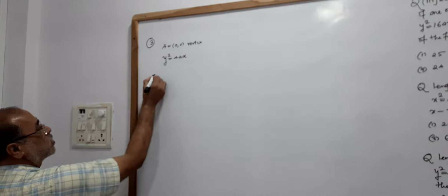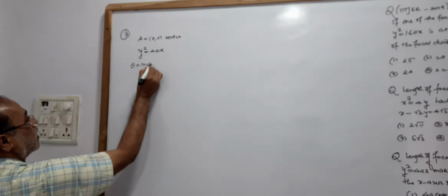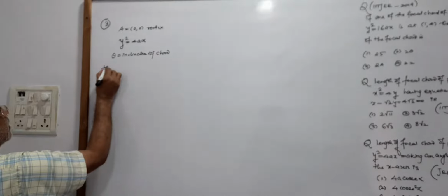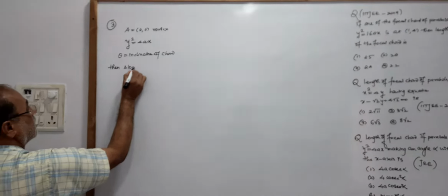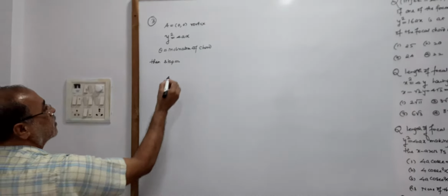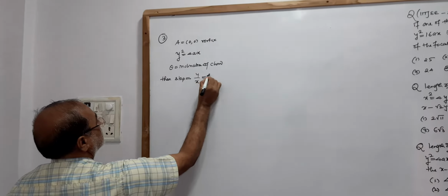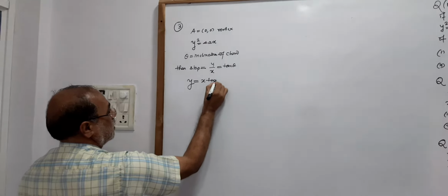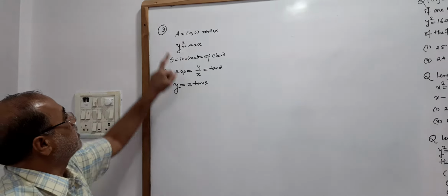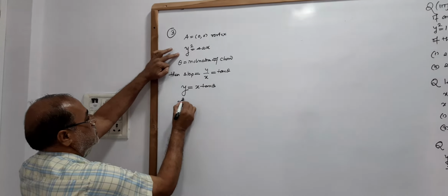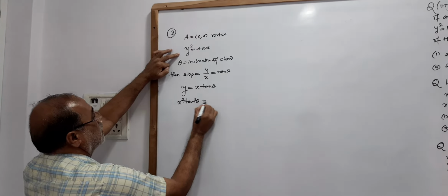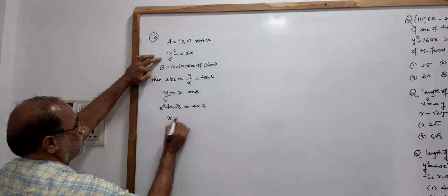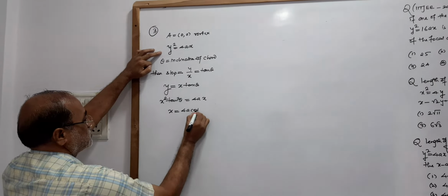Suppose theta is the inclination of the chord, then its slope will be y upon x, that is equal to tan theta. Means we can say y equals x tan theta. If we substitute this value here, it will be x square tan square theta equal to 4ax. Cancelling x on both sides, we can say x is equal to 4a cot square theta.